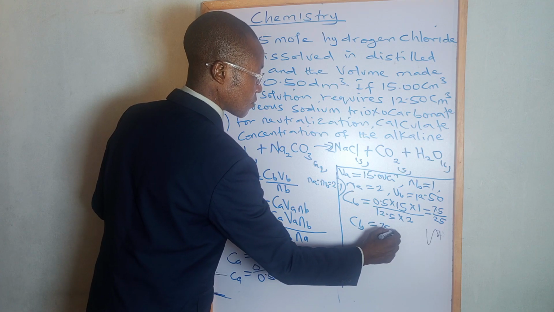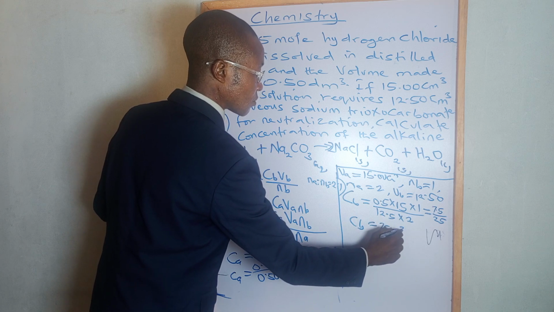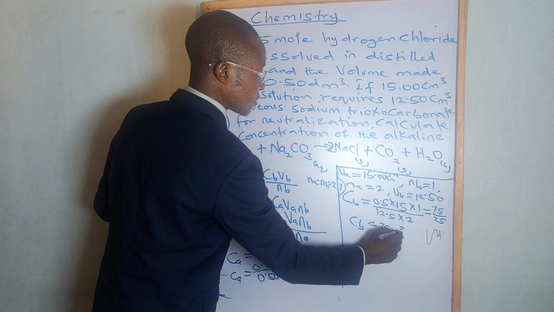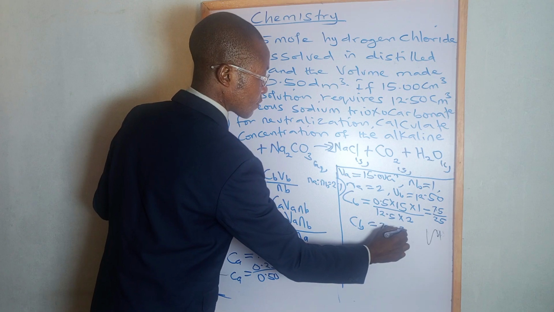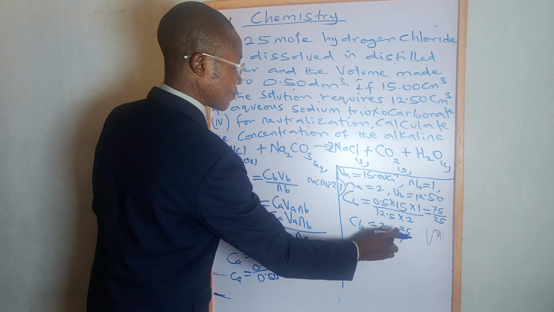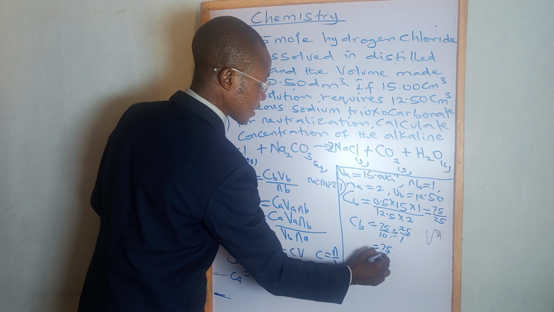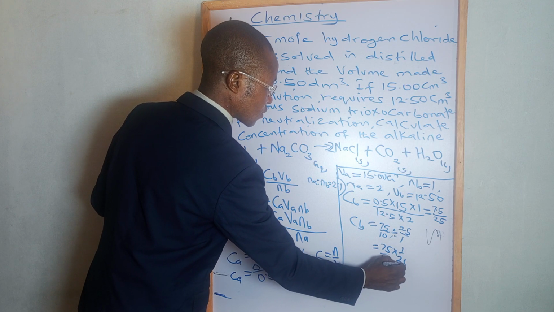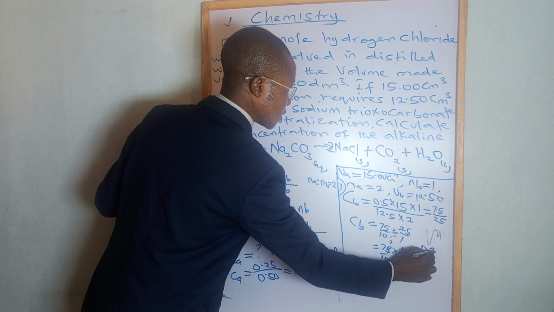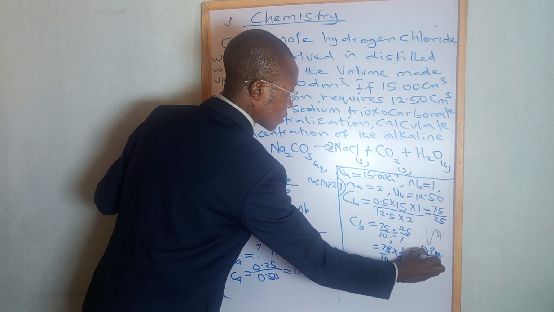If you do that very well, you will discover that your CB will be equal to 7.5 over 10 divided by 25 over 1. So by the time you change the division, that will be 75 over 10 multiplied by 1 over 25, and then 25 goes into 75 three times, and we have 0.3 mole per dm³, or say 0.3 molar. Just put capital letter M.